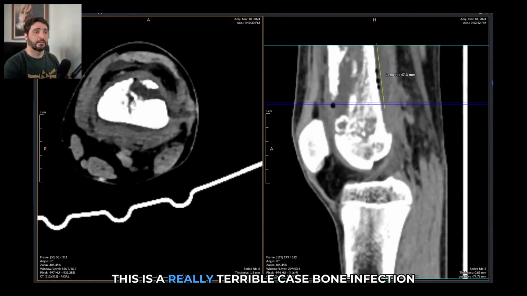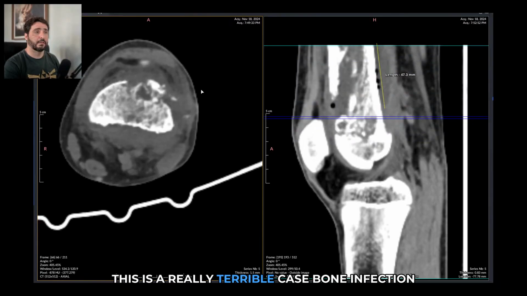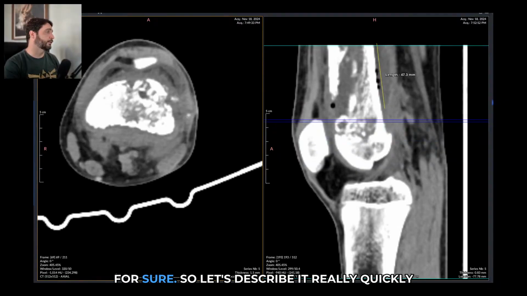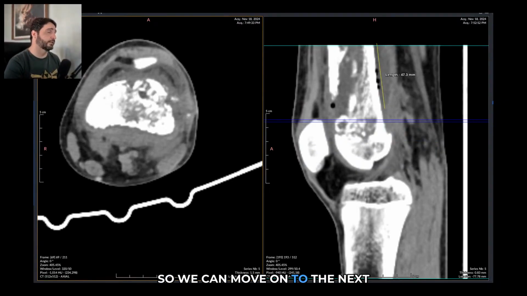This is a really terrible case of bone infection for sure. So let's describe it really quickly so we can move on to the next one.